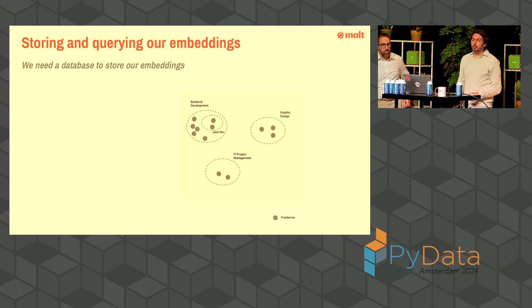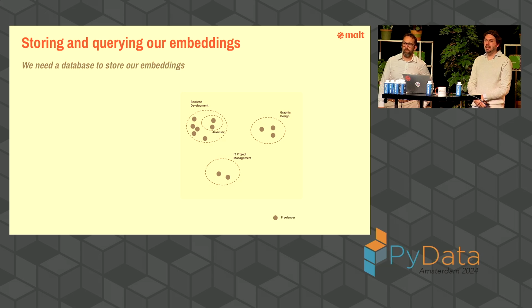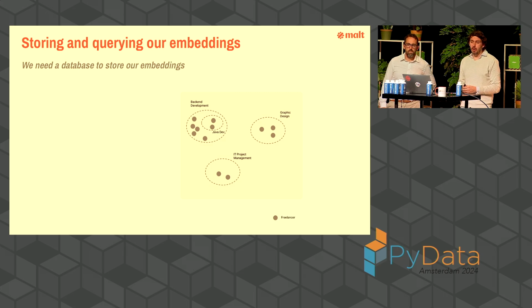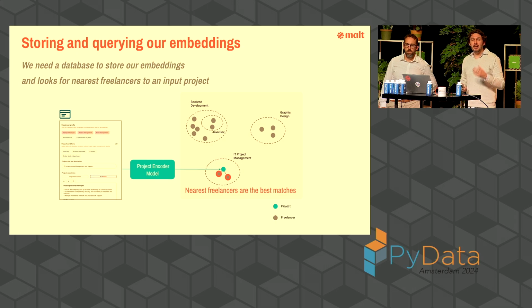OK, so to use those encoders in production, what we need is a database to store the profile embeddings. For three reasons: to store our existing profiles, but also any new profiles that come from a new registration on the platform. And lastly, we also need to schedule some routines to take any changes of the profiles into account. We need to store those profile embeddings so that whenever we receive a brief, we can look in this database for the nearest and closest freelancers.